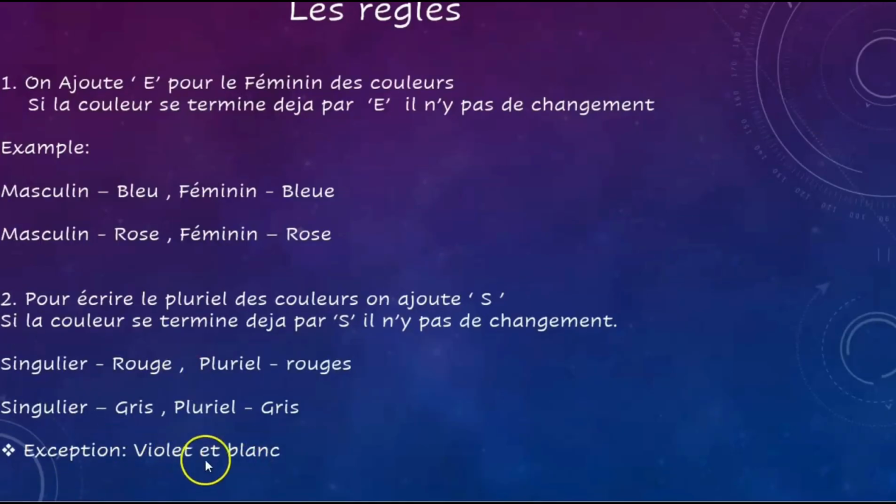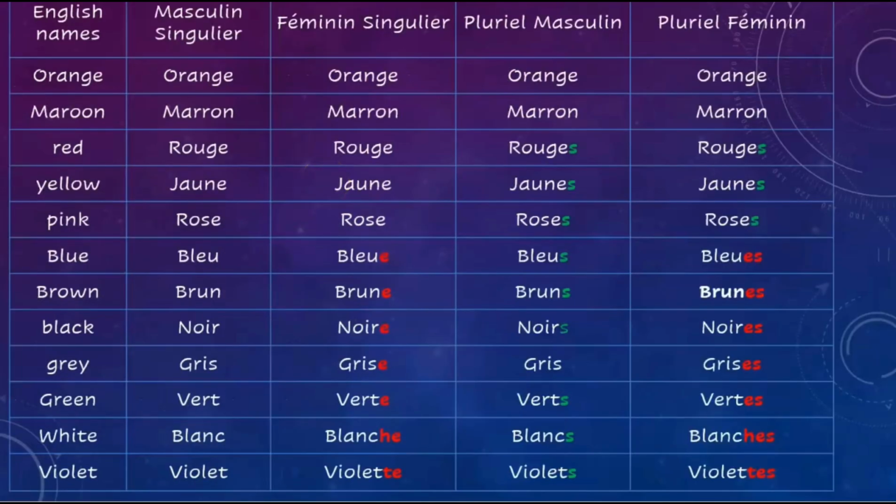These are the two colors that have exceptions to these two rules. We'll see it ahead in the video. Violet means violet color and blanc means white color. These are the colors. I have mentioned the English names. I have mentioned the masculine singular, feminine singular, masculine plural and feminine plural forms of the colors.